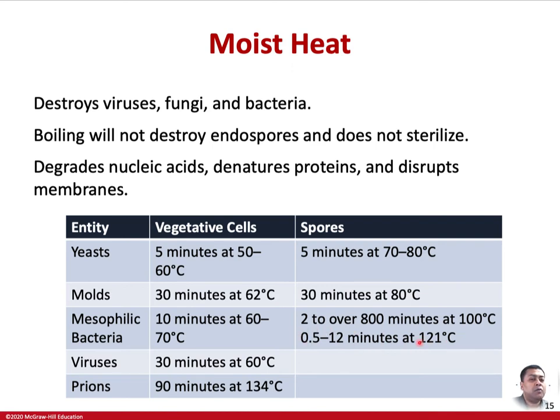So how do you achieve that 121 degrees centigrade? You can achieve that temperature only under pressurized conditions, which we are going to see in the next slide. On the other hand, viruses can be killed in 30 minutes at 60 degrees Celsius. For prions, 90 minutes at 134 degrees Celsius can kill them.